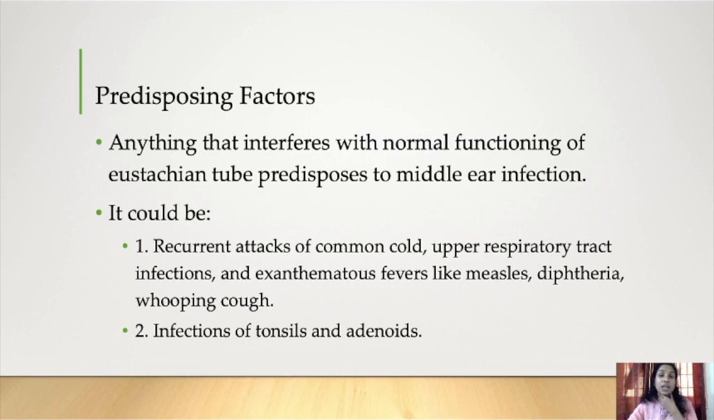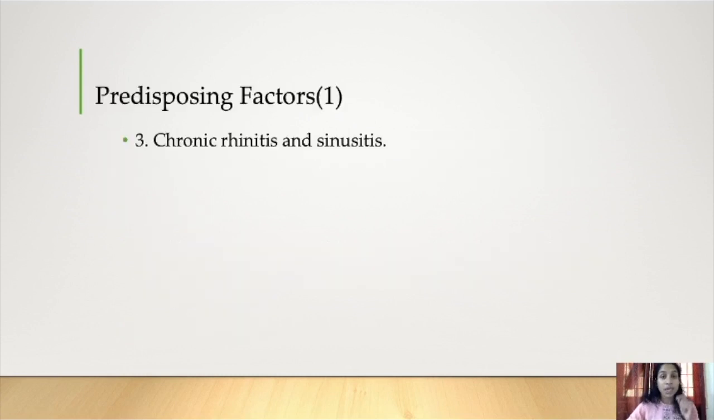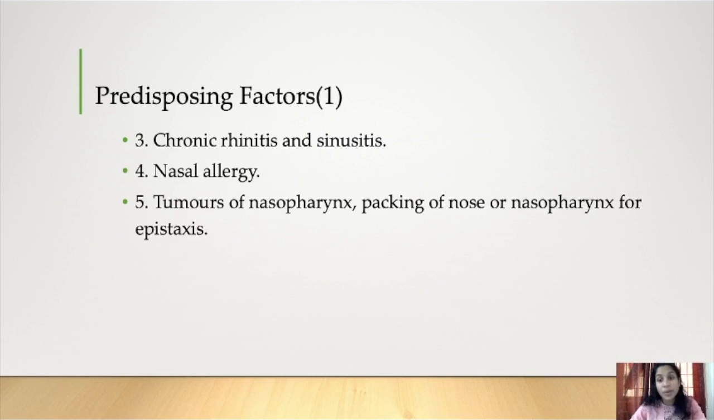Infections of tonsils and adenoids can easily spread to the ear. Chronic rhinitis and sinusitis, from there also it is easy for infection to reach the ear. Nasal allergy, tumors of nasopharynx or packing of nose or nasopharynx for epistaxis. Epistaxis is nothing but bleeding from the nose, right? If we are packing with non-sterile cotton, there is a chance of getting infection to the ear.